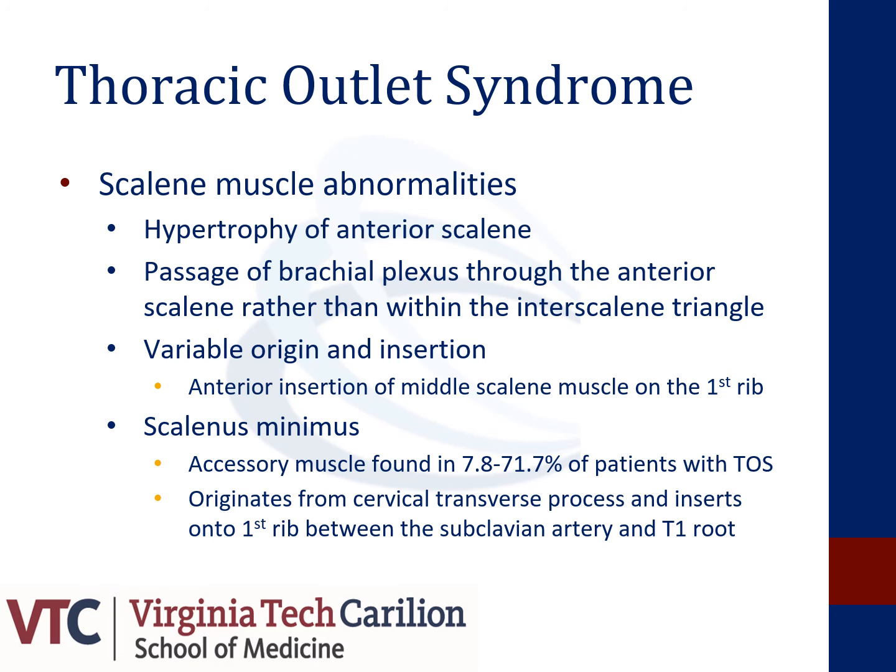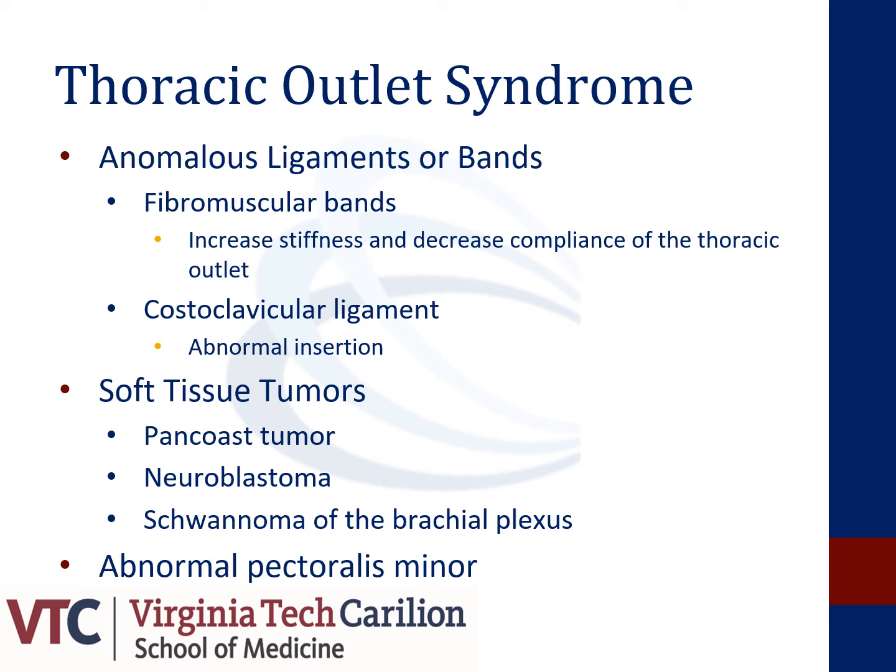Scalene muscle abnormalities can include hypertrophy of the anterior scalene, an abnormal passage of the brachial plexus through the anterior scalene rather than the inner scalene triangle, variable origins and insertions of the scalene musculature, or an accessory muscle called the scalenus minimus, which originates from the cervical transverse process and inserts onto the first rib between the subclavian artery and the T1 root.